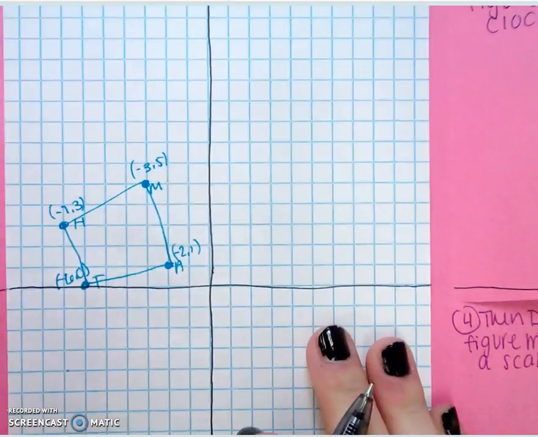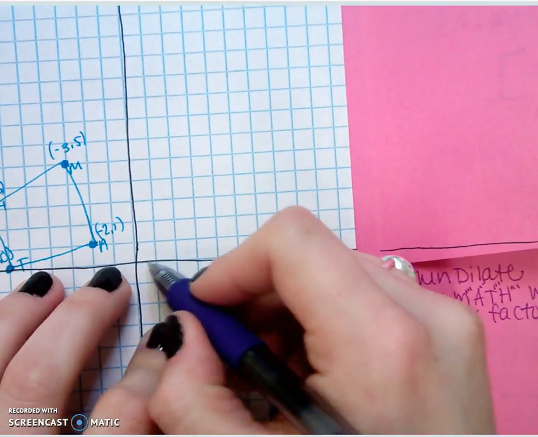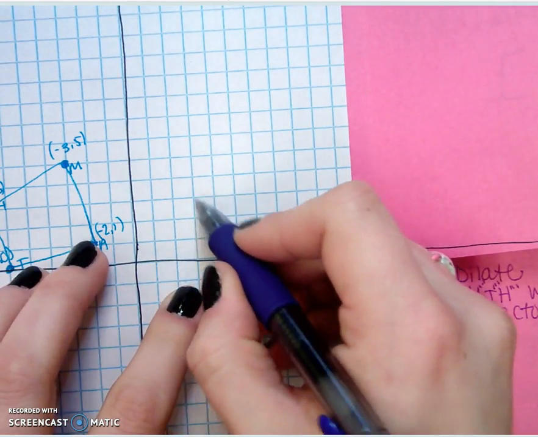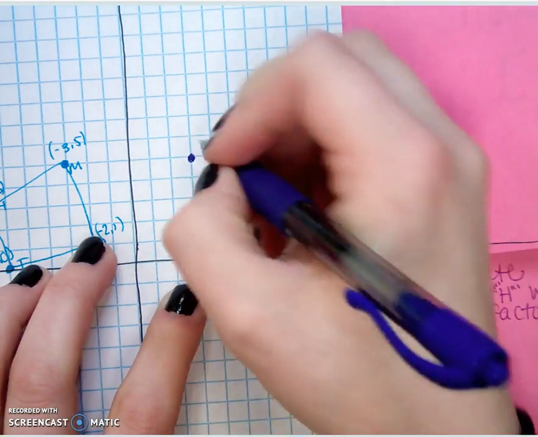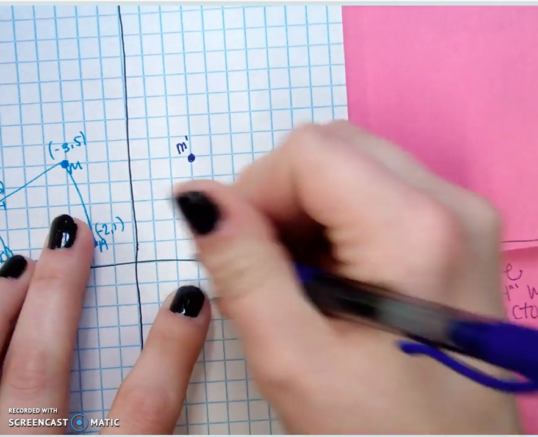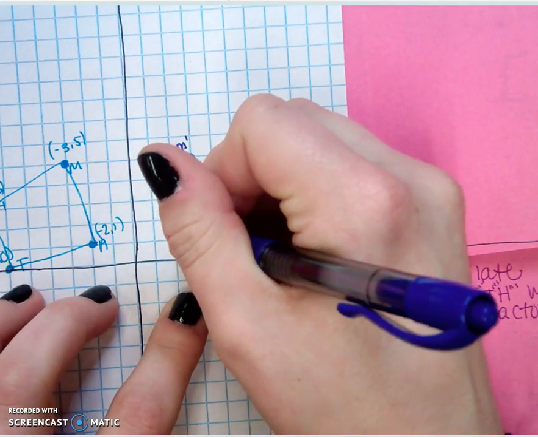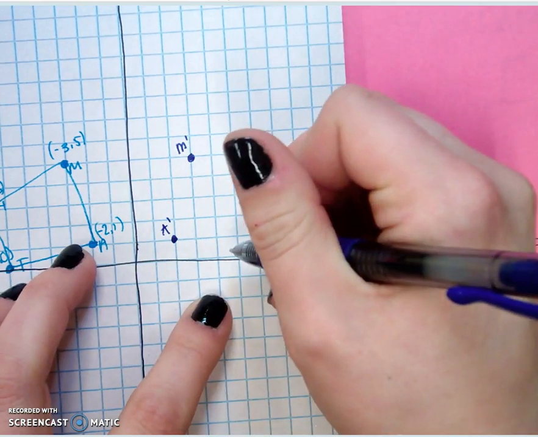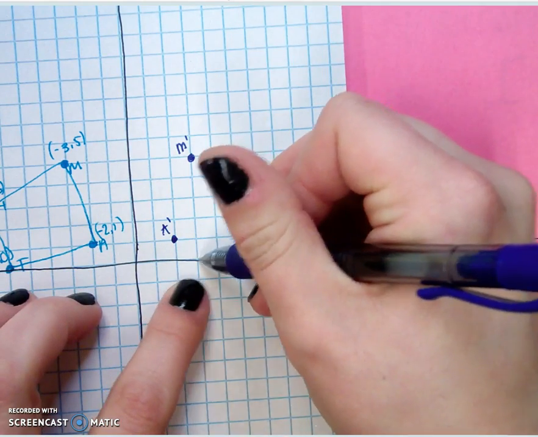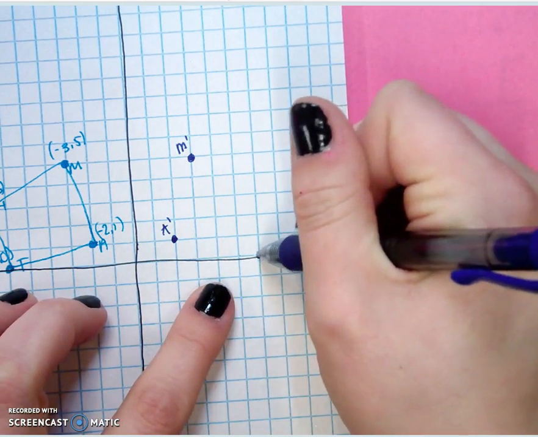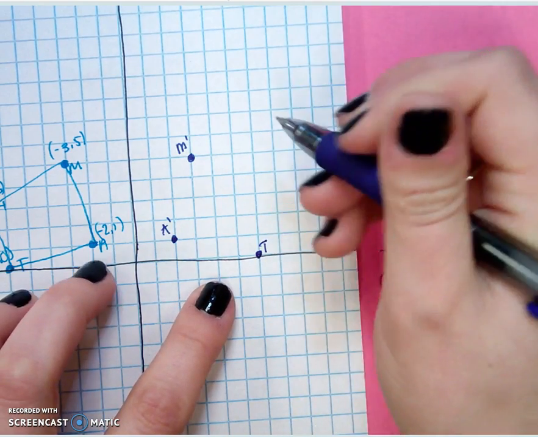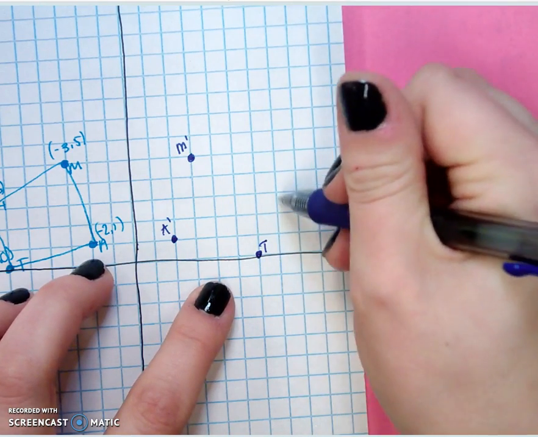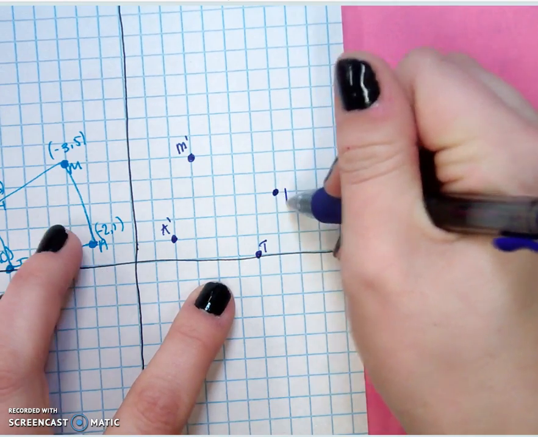Graph. Okay, so now we're going to 3, 5. That's M prime. A is at 2, 1. And T prime is at 6, 0. And then H is at 7, 3.